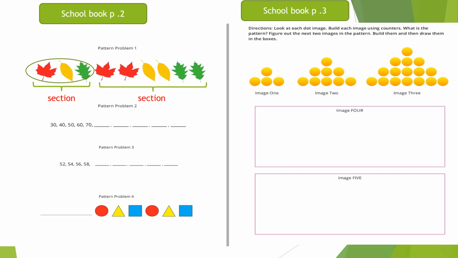What should be the third section? Red, red, red, yellow, yellow, yellow, green, green, green. Okay. Our number pattern: 30, 40, 50, 60. What's our rule? We are increasing by 10. So our rule is plus 10. What should be the next? 30, 40, 50, 60, 70, 80, 90, 100, 110.